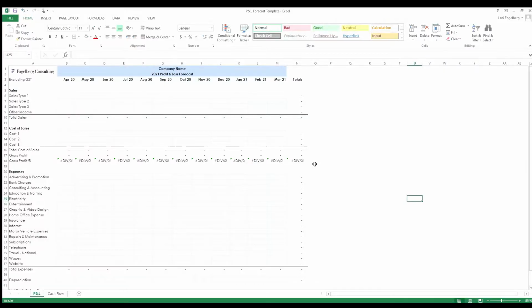So here's the template. I'm going to go through a video tutorial with you and show you how it all works. Okay, hopefully the sound in this video is okay and that you can actually make out what I'm saying.